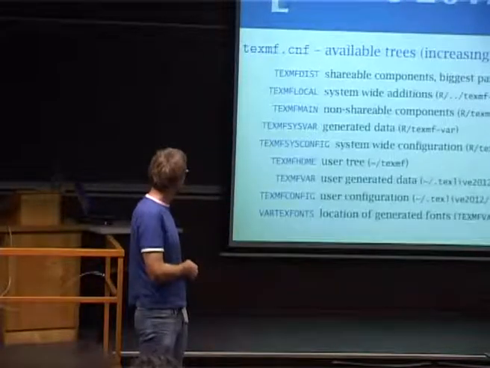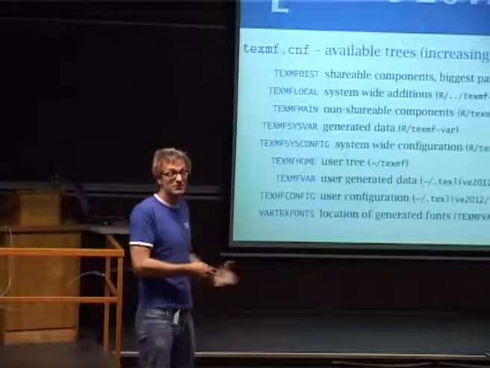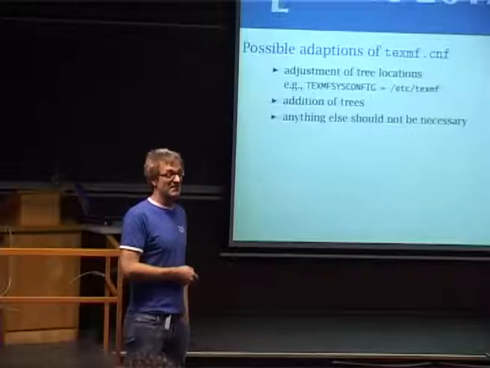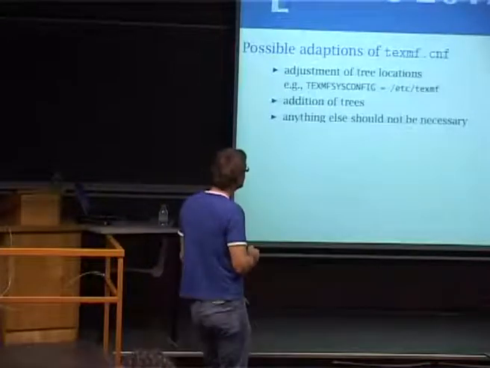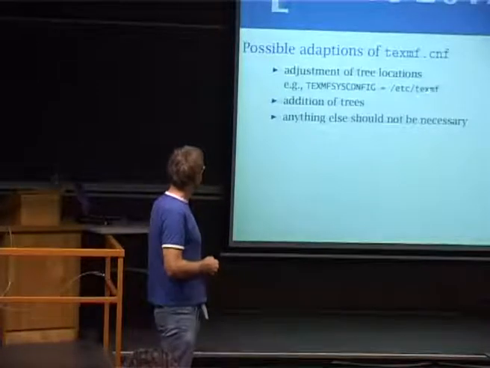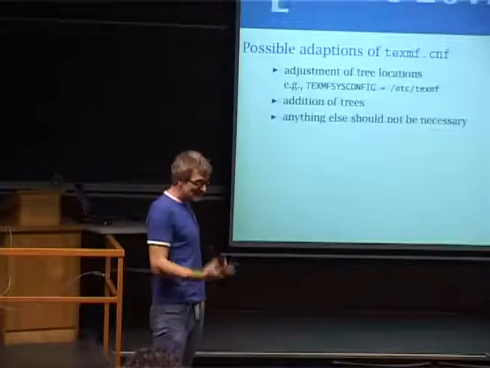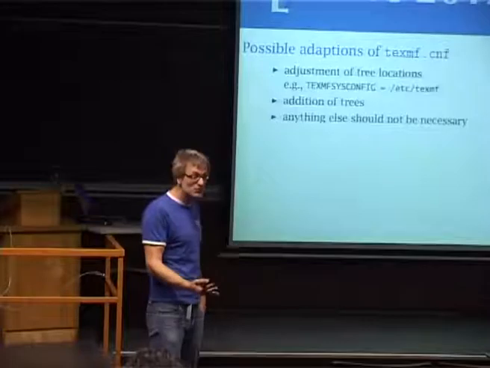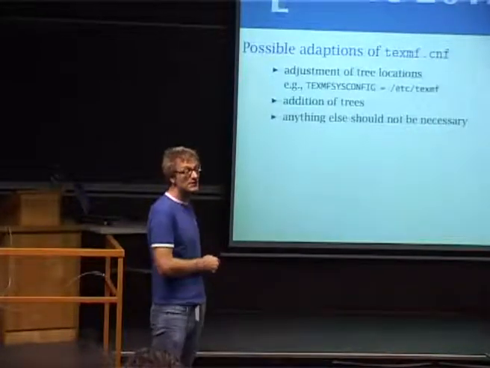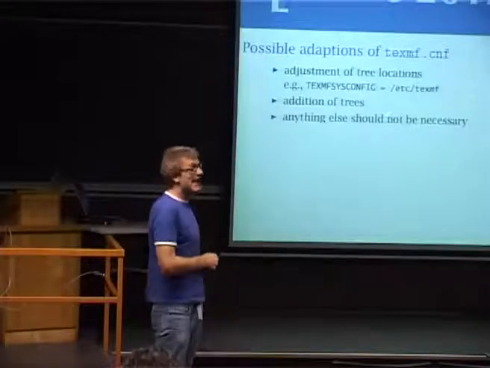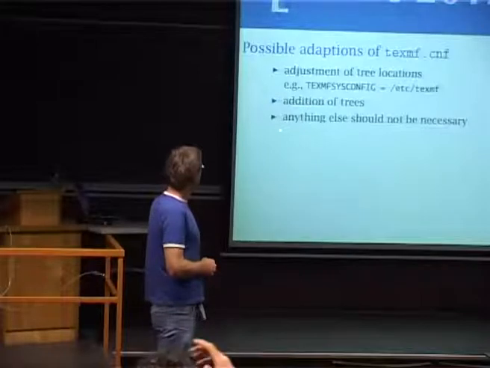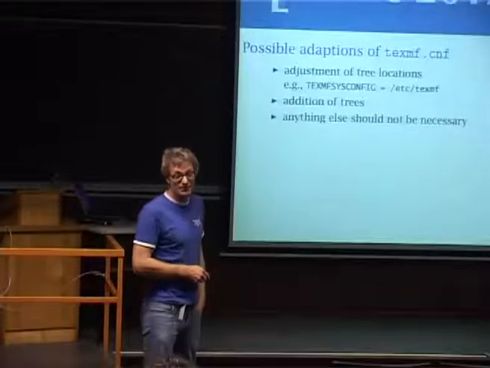What is sysconfig? It's the system-wide configuration for this whole installation. So it makes sense to have, for example, /etc/texmf. And this is then a fully standard TeX Directory Structure compliant tree. So the normal things we recommend redistributors do are adjusting these tree locations and maybe adding some trees that make sense. This is something we do in Debian. And anything else should not be necessary.